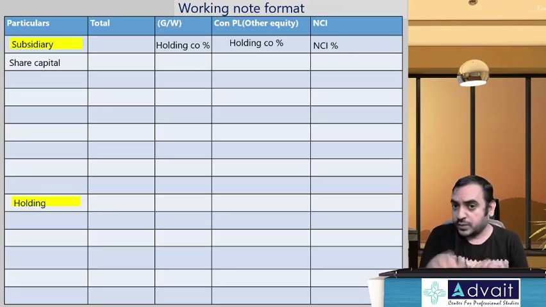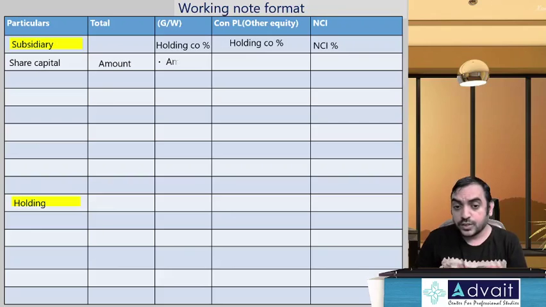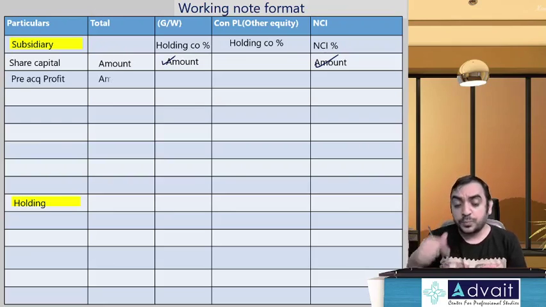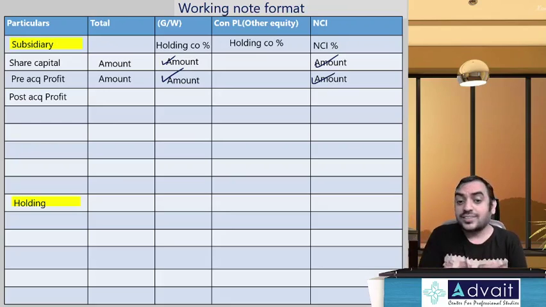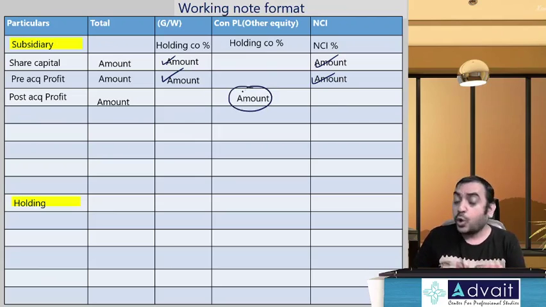So keep the chart, what we wrote now, in mind. Share capital of subsidiary. We'll go to goodwill calculation. So that is holding company share, transferred to goodwill calculation, goodwill column. Outsider shares, NCI percentage, NCI column. Pre-acquisition profit, same treatment, because this will give you net assets on the date of acquisition. So holding company share to goodwill calculation, NCI share to NCI. Post-acquisition profit will not come to goodwill calculation because this was not there at the time of acquisition. This came later. So this will come to CONPL, holding company share; NCI will get their share anyways.